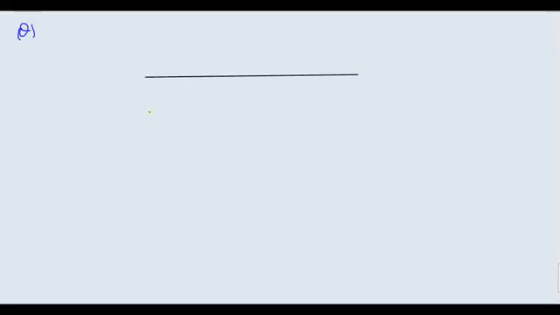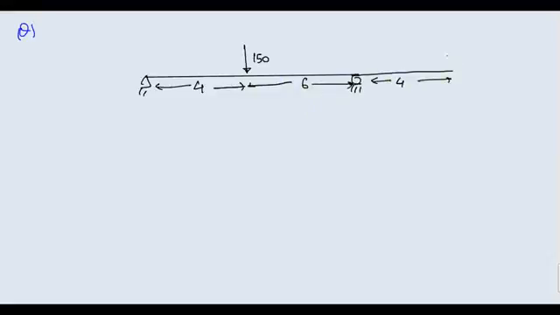Suppose I am giving you one question. Listen carefully because we will solve only one question on this. You have a pin joint here, a roller here, and you have an overhang also. Here you are having a 150 kilonewton force, located at 4 from here and 6 from here. Again this overhang is of length 4 and another force of 30 is acting here.